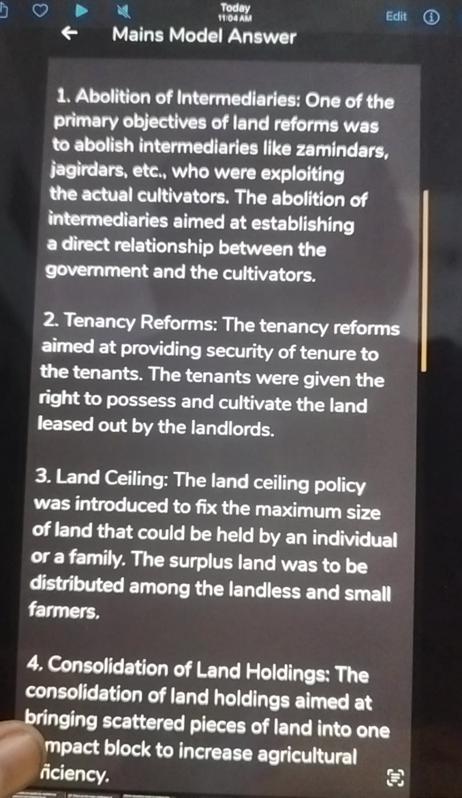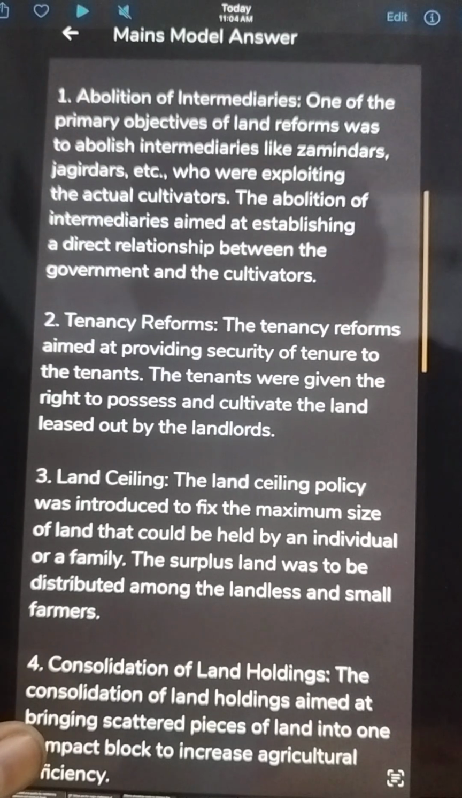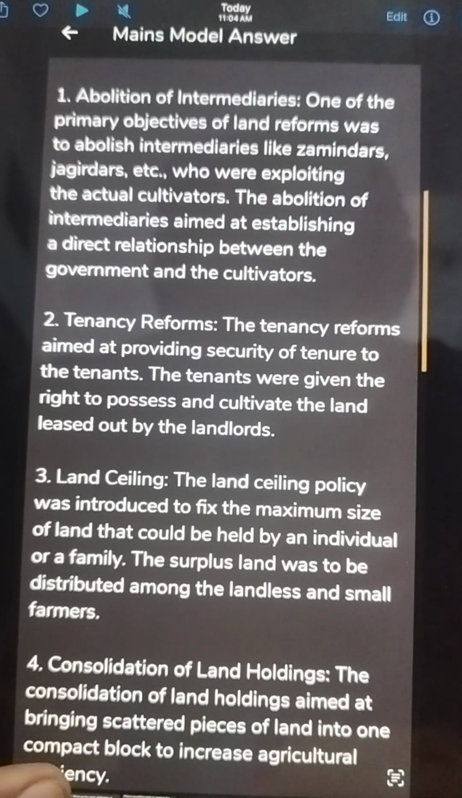Then tenancy reforms. The tenancy reforms aimed at providing security of tenure to the tenants. The tenants were given the right to cultivate the land leased out by the landlord. Then comes the land ceiling. Land ceiling policy was introduced to fix the maximum size of land that could be held by an individual or a family. Surplus land was to be distributed among the landless and the small farmers. Then comes consolidation of the land holdings.